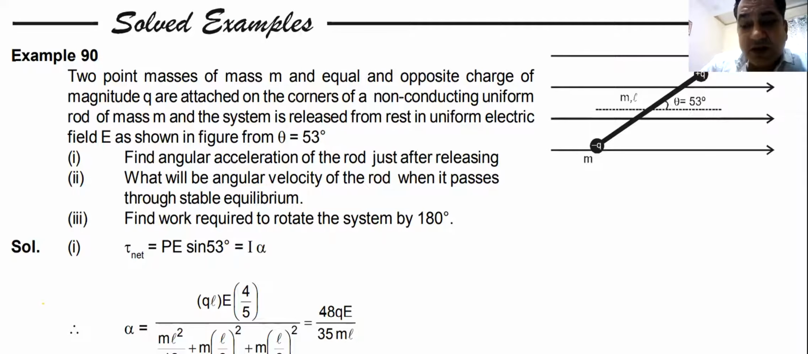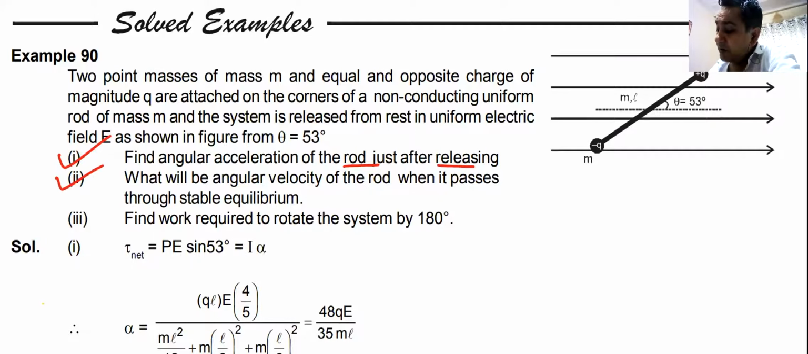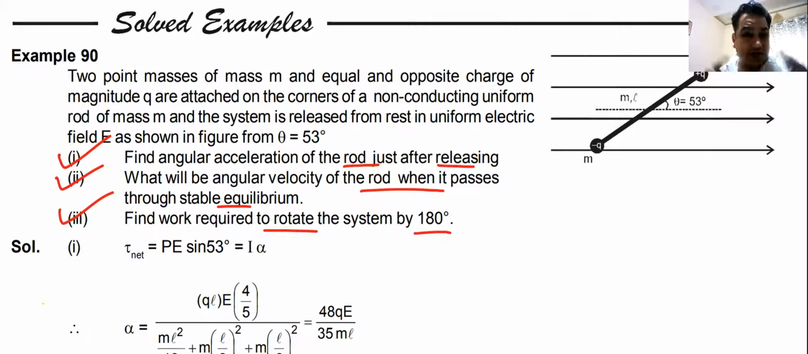So it's a question of rotation. Number two, what will be the angular velocity of the rod when it passes through stable equilibrium? So it is a question of rotational kinetic energy. Number three, find the work done to rotate the system by 180 degrees. So it becomes a question of electrostatics as well. All the three things coming here. So I think this is a good question. I'll give you 2 minutes, solve it.